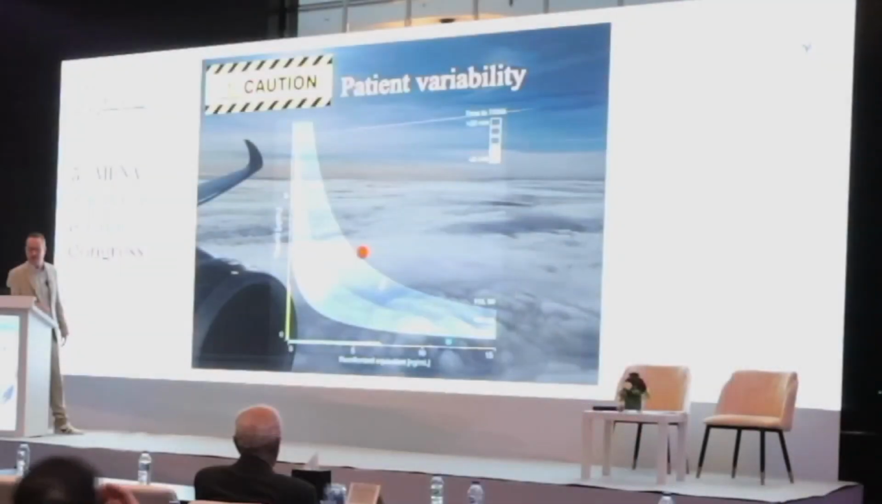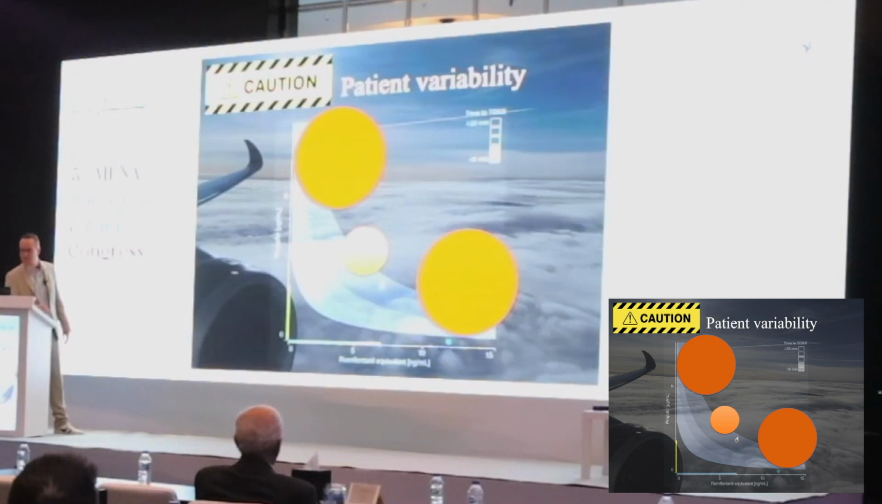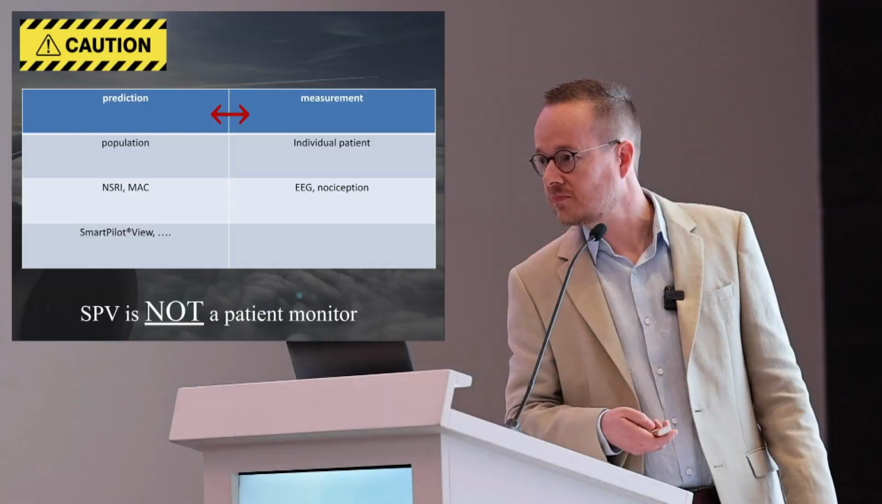So I have to warn you about one thing, and this thing is patient variability. SmartPilot View gives you a prediction based on studies done mostly in healthy volunteers. So if the prediction gives you this in a healthy volunteer, it will be more or less this in a patient. Even so, if you go to the extremes of the graphs, where there is less and less data and there's more extrapolation, it will be like this.